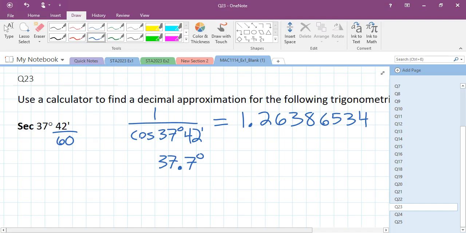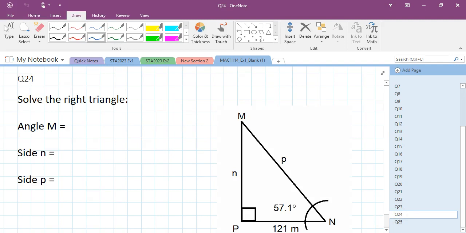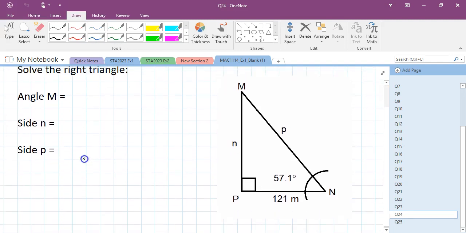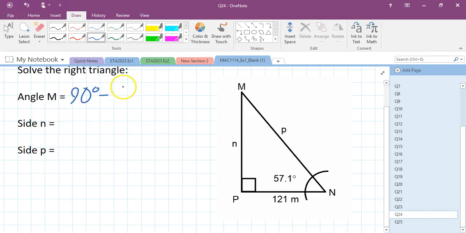All right, 24, 25. These are all coming from 9.7. This is all about solving right triangles. That's what this guy was about. So the first thing is they want you to figure out angle M. So based off of what we know, how can I figure out angle M? Subtract 90 from the 57.1, right? 90 degrees minus 57.1 degrees. What do you get?